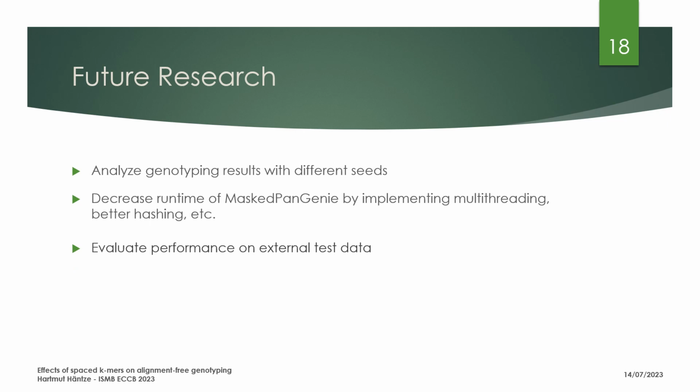For future research in this topic, it would be interesting to see whether different seeds also show different genotyping results. Further, it is necessary to decrease the runtime of our algorithm, mask-pangeny, because at the moment it is somewhat slow due to its rather naive implementation, so we are still lacking multi-threading and so on. However, I'm confident that there are going to be some updates soon, because I know that my previous lab mates are working on this, they already have results, and I hope that they can publish something soon. Last but not least, it would be interesting to evaluate the algorithms also on data sets from different sequencing platforms to see in what kind of aspect they can generalize.